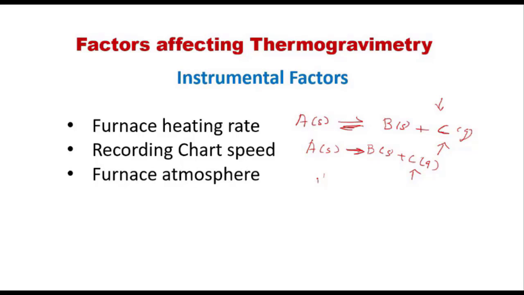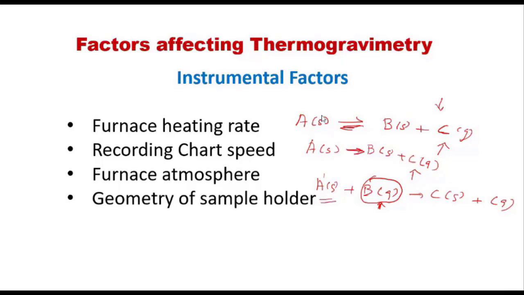analysis. Now, if you have A solid plus B gas giving C solid plus D gas, if you have a reaction like this, and if the composition of gas B is changed, then the effect on the reaction will depend upon the nature of the gas in the atmosphere. If you have a gas which is reacting with A, like an oxidizing gas or a reducing gas, the TG curve will be affected. So these are regarding furnace atmosphere.